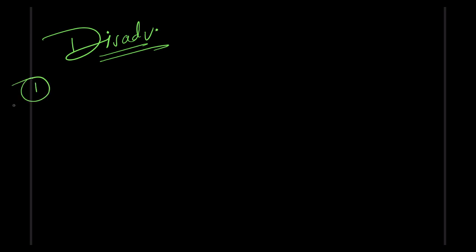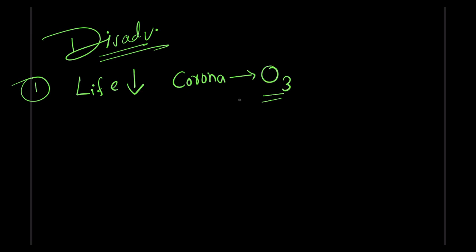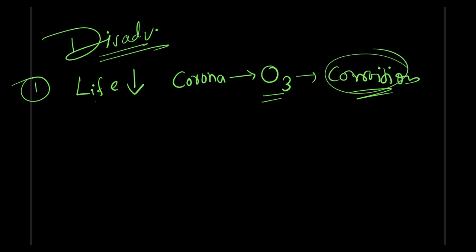Now, we will understand some disadvantages of corona. The first one is that it reduces the life of the conductor. For example, if corona occurs in the transmission line, some ozone gas will be produced. Due to this O3 gas, there will be some corrosion in the conductors of the transmission line. So due to this corrosion, the life will get reduced.